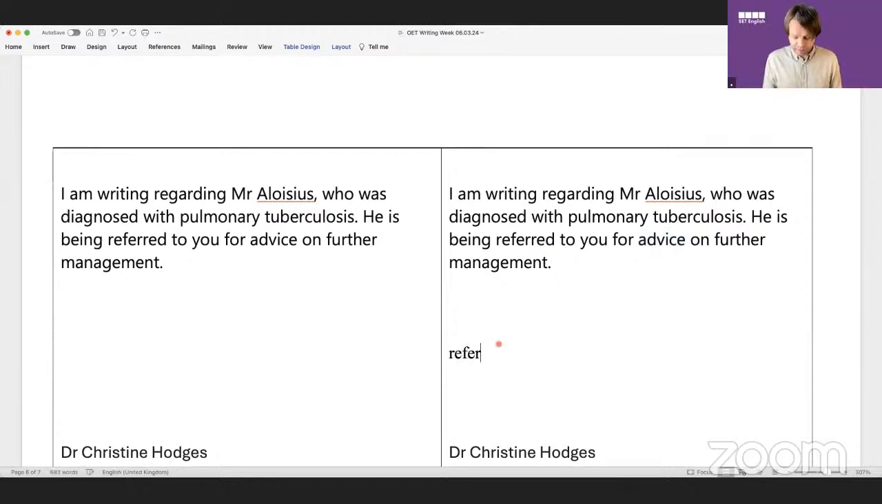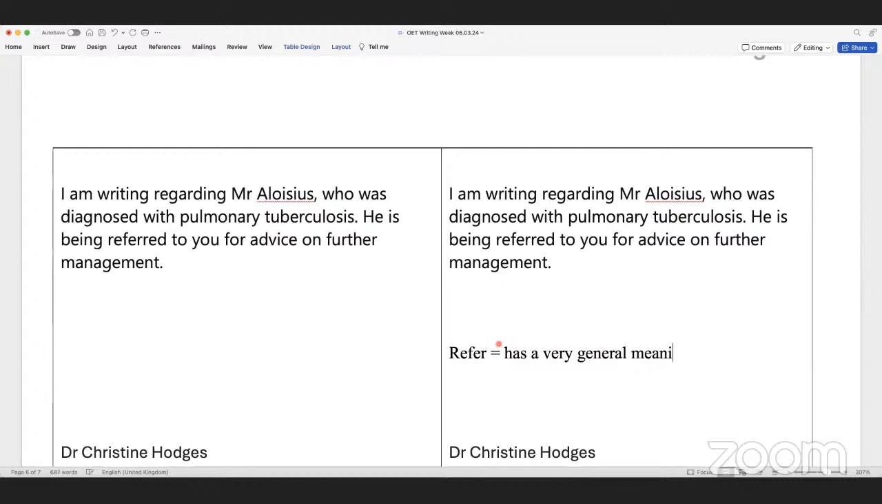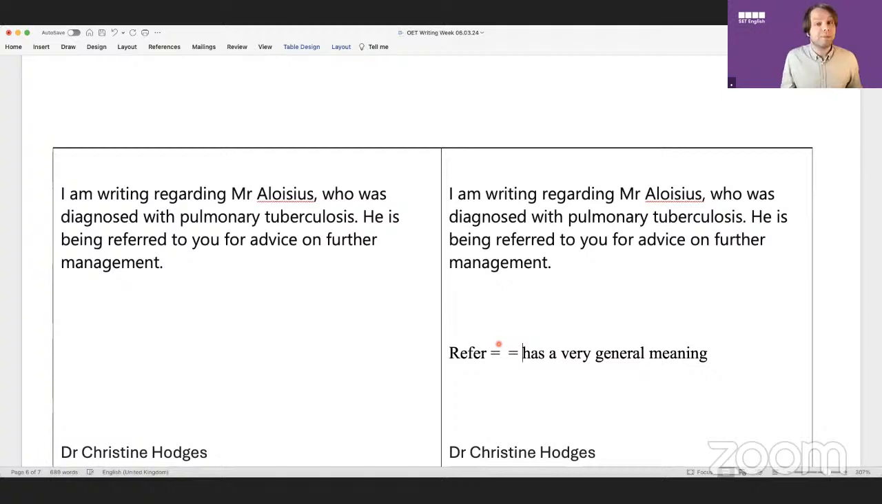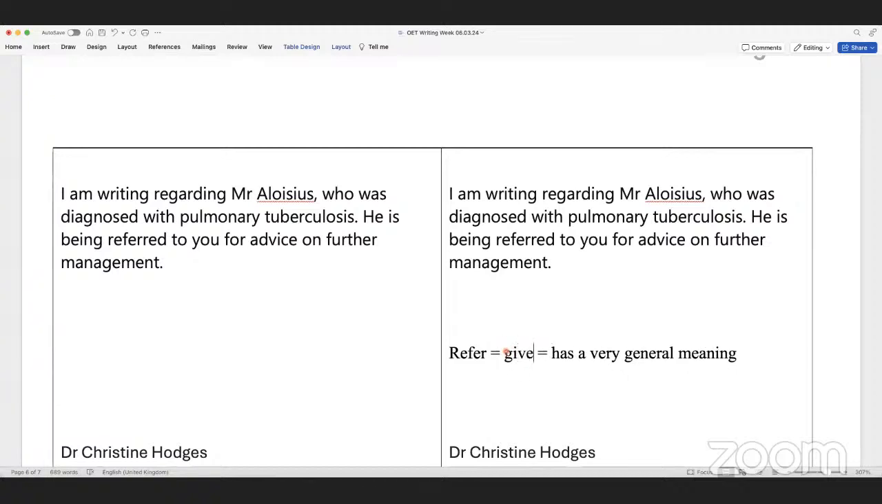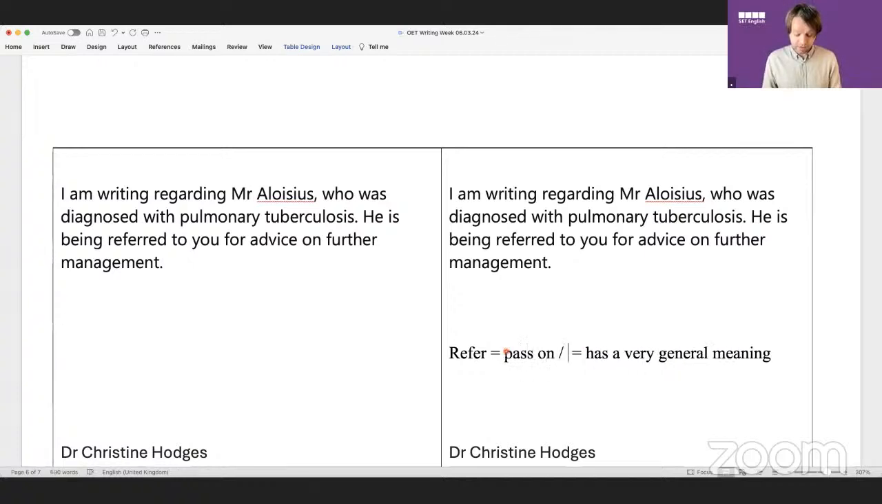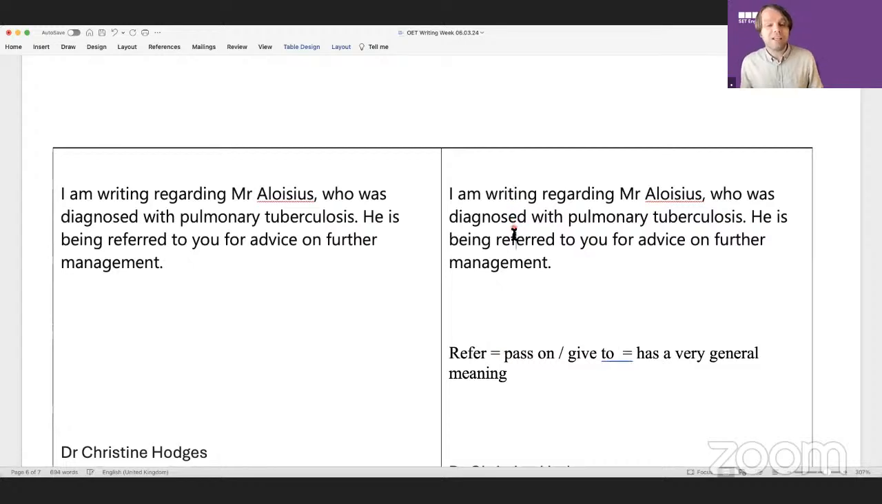This word refer, it has a very general meaning. What does it mean to refer? Anyone? Refer means, for example, a GP refers someone to another specialist. It doesn't always mean specialist, Khalid. Like I can say, I refer you to Paul. Is Paul a medical specialist? No. Right. It just means give, like pass on. Who said that? Me, Michelle. Pass on or give to. Okay. So it's not really an error.